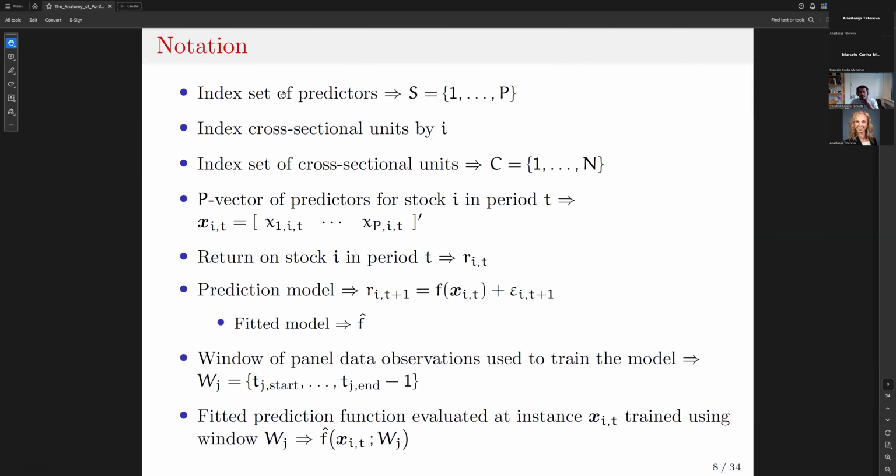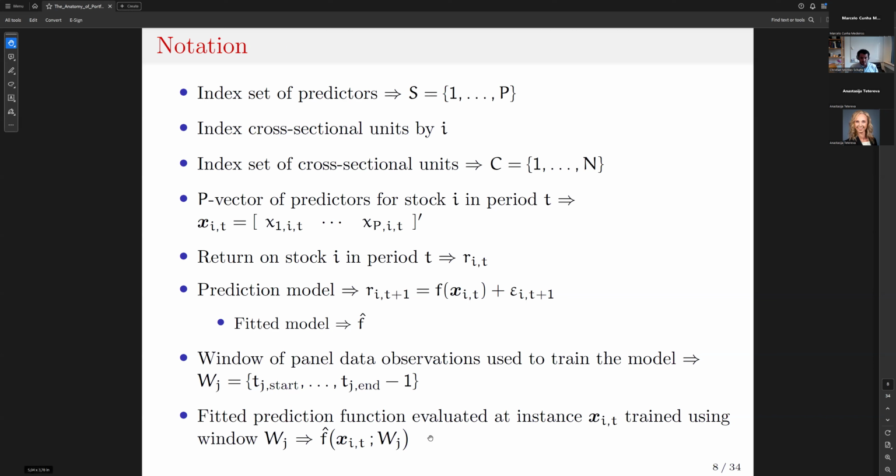So a little bit of notation. The paper is a bit heavy on notation. The slide's not that bad, but the paper is a bit heavy. We index the set of predictors by s, which goes from 1 to P. The cross-sectional units by i, and the index set of cross-sectional units by C. The P-vector of predictors for stock i in period t by x_it, as usual in a panel setting. The returns by r_it. The prediction model is f of x_it plus an error term, and the fitted model is f hat. Then the window of panel data observations used to train the model is W_j, and that goes from t_j start to t_j end minus 1.